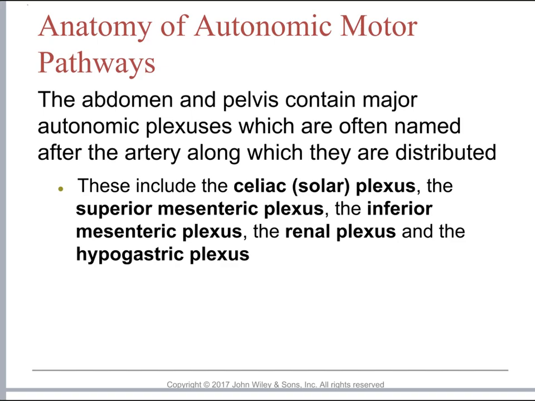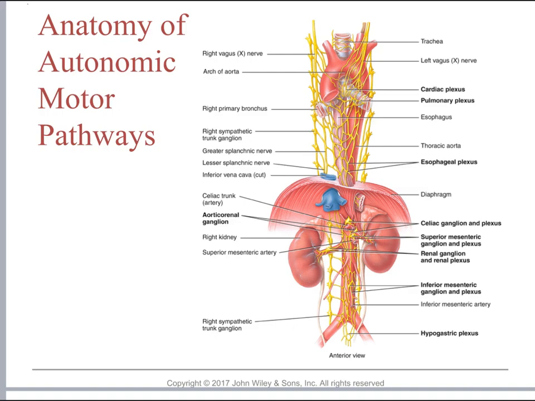These are going to include things like the celiac plexus. You may have heard of this. It's commonly called the solar plexus. We follow the superior and inferior mesenteric arteries to form the superior mesenteric plexus and the inferior mesenteric plexus, the renal plexus, and the hypogastric plexus. So we can look at a picture, follow some of our major arteries, and find our plexuses. Follow the pulmonary plexus by the pulmonary trunk, the cardiac plexus by where our heart would be. We have an esophageal plexus by the esophagus.